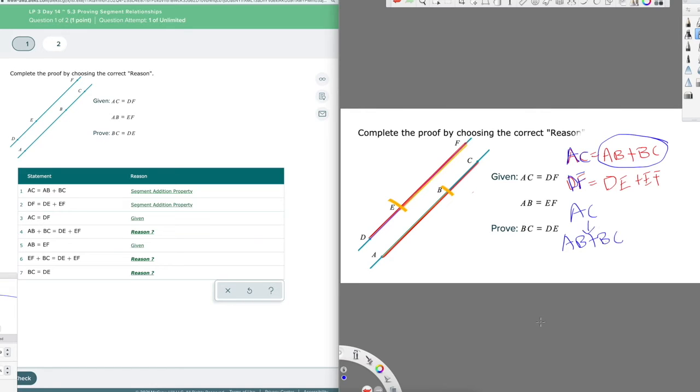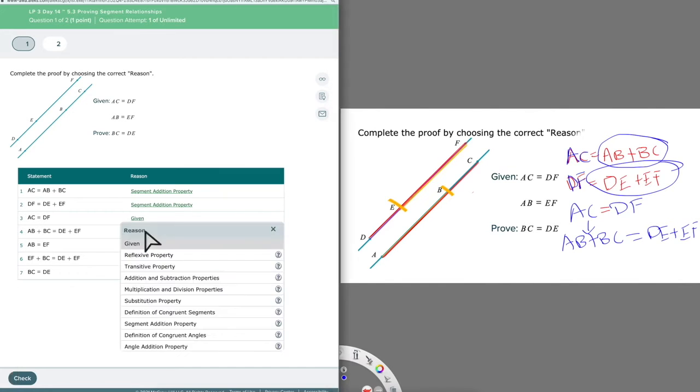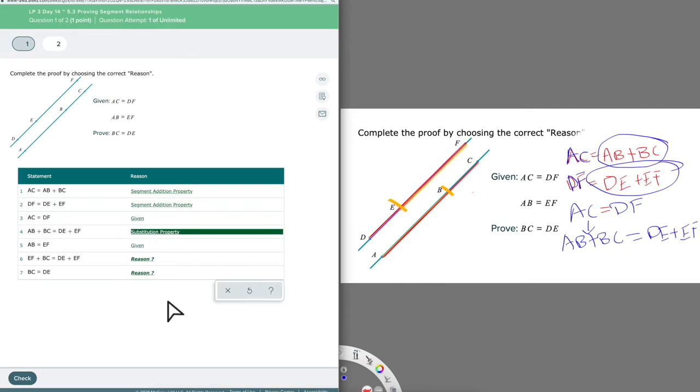And that equals, instead of DF, which is what they wrote here, DF, that was the given, they wrote this piece. So what we're doing is we're replacing one thing, AC or DF, with something else that I know to be the same. I know them to be equal. And what we call that is substitution. So that's the substitution property, when I change or replace something with another.